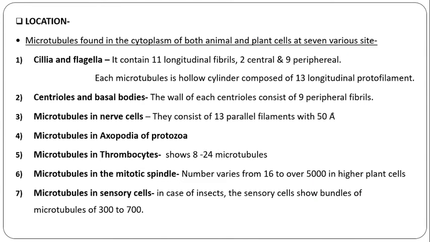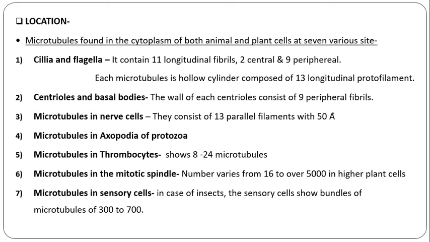Now its location: microtubules are found in the cytoplasm of both animal and plant cells at various sites. The first site is cilia and flagella. Here it contains 11 longitudinal fibers, 2 central and 9 peripheral. Each microtubule is a hollow cylinder composed of 13 longitudinal protofilaments. The 9 peripheral fibers are doublet microtubules, appearing like a figure of 8 in transverse sections. Next are the centrioles and basal bodies.